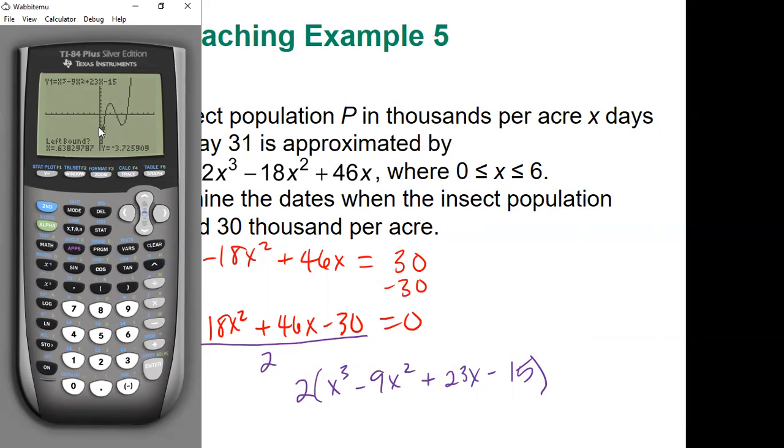It just means that you need to be above or below the x-axis, depending where you are. So left bound right now means I'm going to be below the x-axis. And then I'm going to go right bound, make sure I'm above the x-axis. And it's going to tell me the same thing. You have a zero at 1.